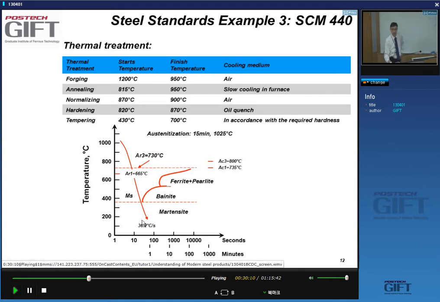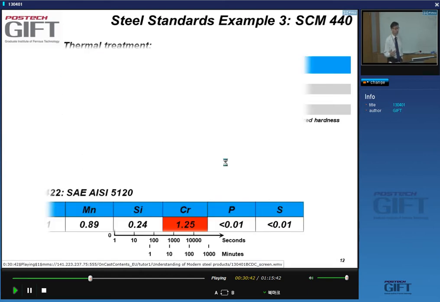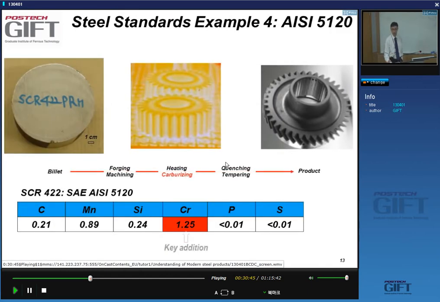And then you can cool, and with this diagram, you can see that the transformation here will really start at 735, yes? And that if you have a cooling rate of about 36 degrees per second, yes, you will be able to fully turn the microstructure into martensite, yes? Okay? But that's another good reason to have standards, so you can do the thermal treatments.